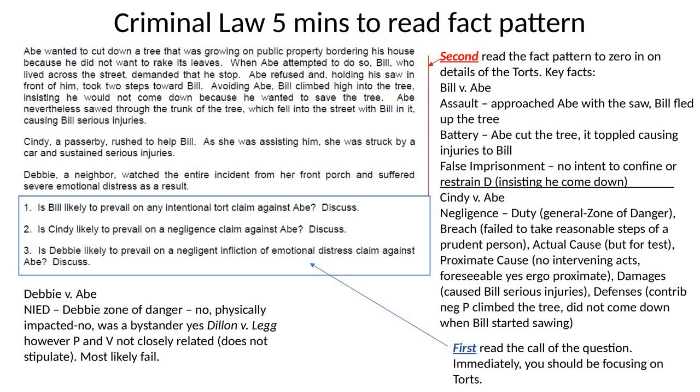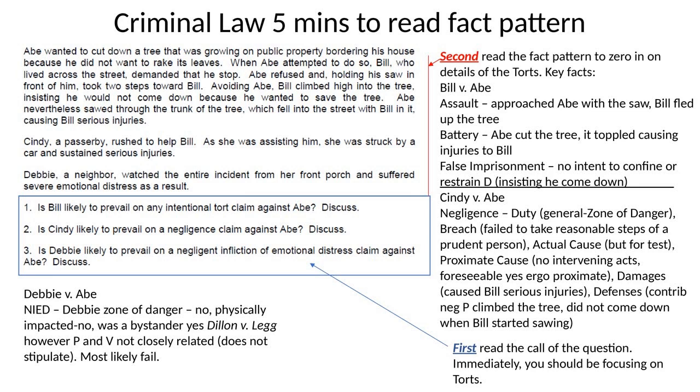Okay, as you're thinking of this, intentional torts, that narrows it down. There's 3 of them: assault, battery, and false imprisonment. So he approached Bill with the saw. You should be thinking about that. And then Bill fled, right? And then the battery, Abe cut the tree down, but you're saying, well, Abe didn't touch. Well, he cut the tree down that made the touch on the asphalt. So there's some causation there. And then false imprisonment, no intent to confine or restrain the plaintiff, who was insisting that he come down. So you can mention false imprisonment and dismiss it.